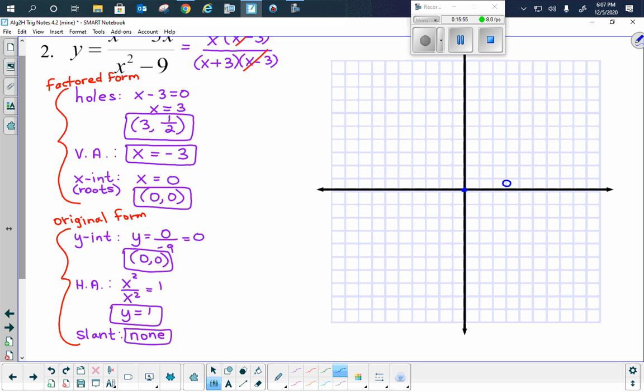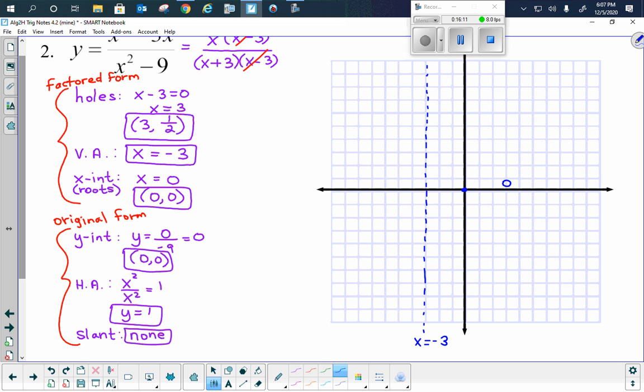And my vertical asymptote is at x equals -3. Let's go ahead and get that taken care of. Sorry, that won't let me do that on the video, but extend it above and below. x equals -3, get it labeled.